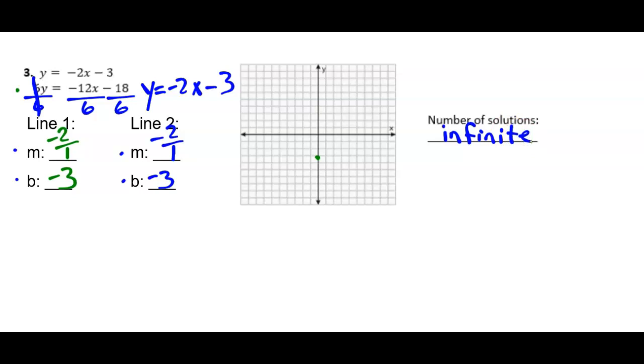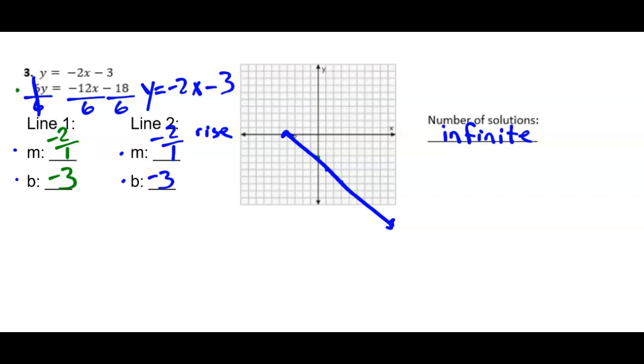I started with my -3 here. And from my -3, I'm going to do a rise of -2, down 2 over 1, down 2 over 1. Okay? And now I can connect that line. It's not great, but you get the idea. It needs to be straight for you because it's really important to see where they cross. So we've got infinite solutions. We had 0 solutions on the last one.